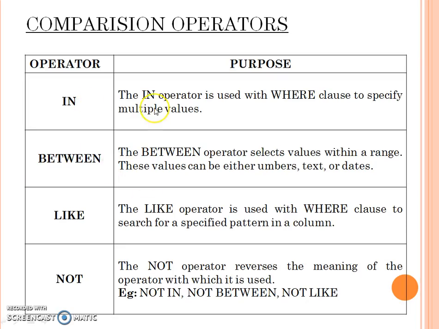The purpose of the various operators has been listed in this table. The in operator is used to check whether a specific condition's values are met or not. The between operator is used to check a specified range of values. It can be either number, text or a date. The like operator is used with the where clause to check a specified pattern for a particular column. And the not operator exactly reverses the meaning of each of the individual results output. So let us study in detail the working of each of these operators with its required output.